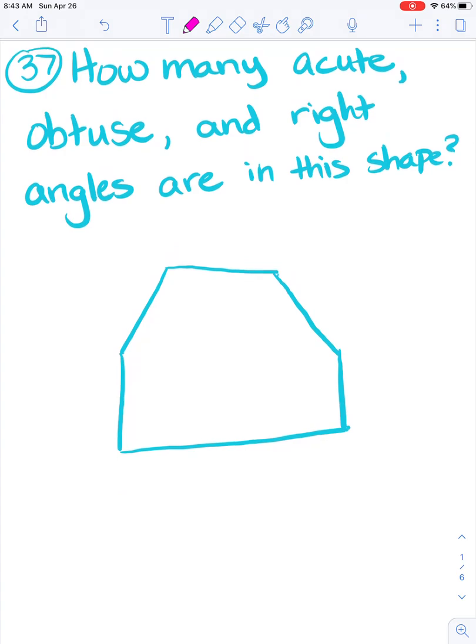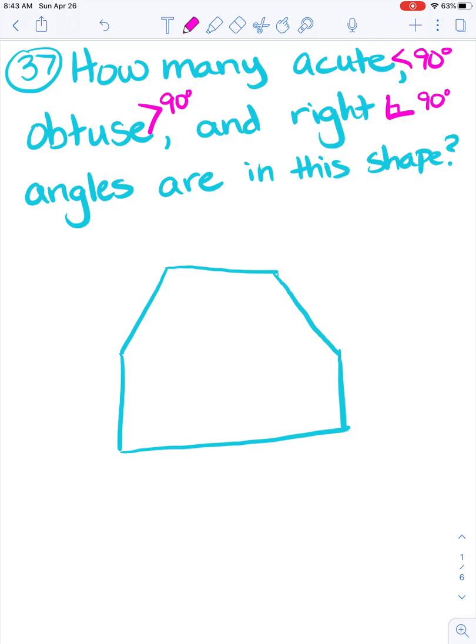Moving on to 37, it says how many acute, obtuse, and right angles are in this shape. I want you to hold up a little triangle and be like, acute. Okay, that's an acute angle. It's very small. It's less than 90 degrees. Acute is less than 90 degrees. Obtuse, make a big old angle. Obtuse is greater than 90 degrees. And a right angle is exactly 90 degrees.